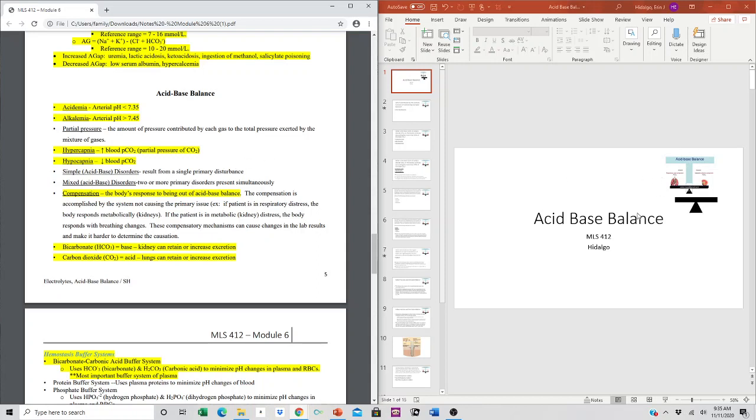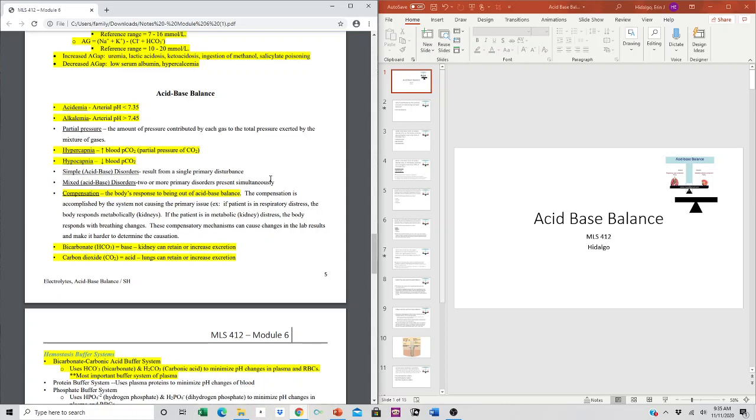We just talked about this balancing act over here. That's what this part's referring to. Anything that's throwing this balancing act off could be considered an acid-base disorder. But how it's throwing it off is where it comes down to simple versus mixed. Simple acid-base disorders result from a single primary disturbance. The person is having trouble breathing. Their kidneys are failing. Whatever that one root cause is, it's throwing the balance off. So that's a simple disorder.